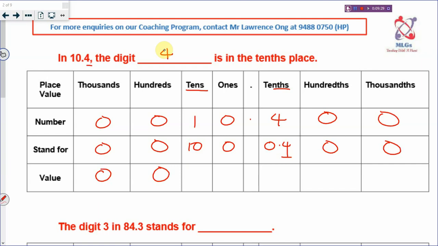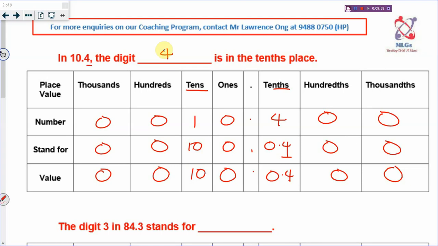And the digit 1 stands for 10. The digit 0 stands for, 0 ones means nothing. Decimal point. And what is the value of the digit 4? Again, it's the same as 0.4. Okay. And then there's no digit in the hundreds place. There's no digit in the thousands place. So they are 0. Okay, nothing. When there's nothing means 0.